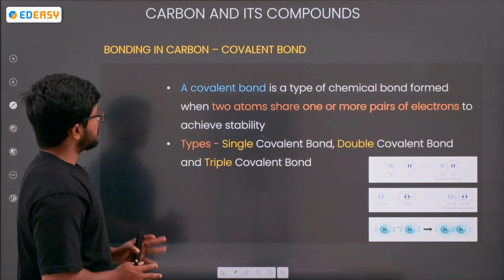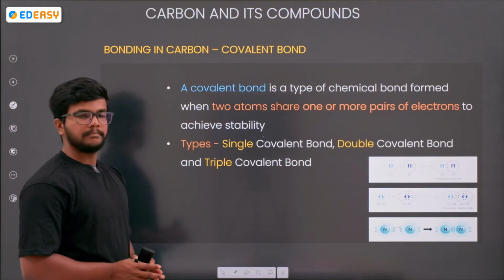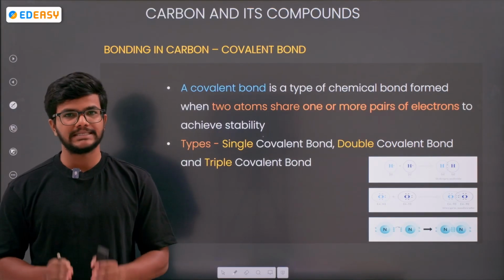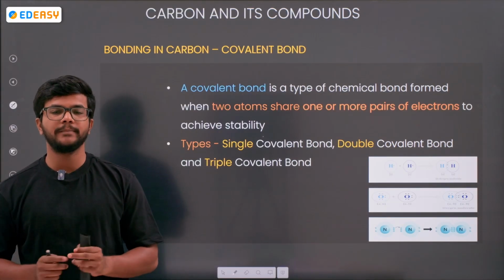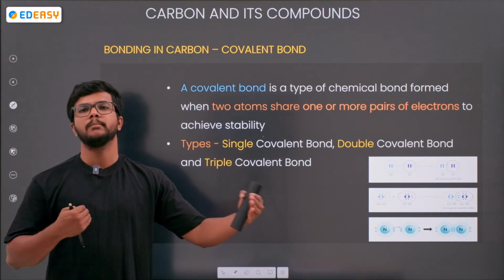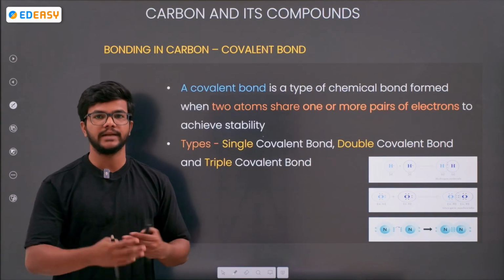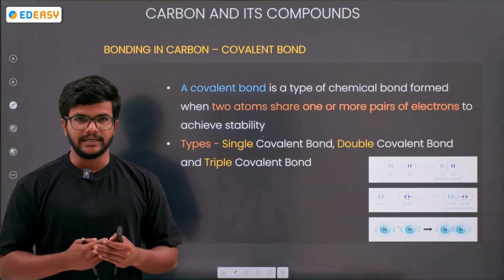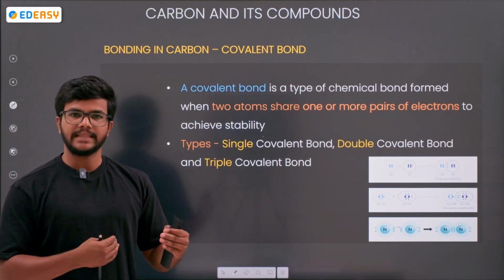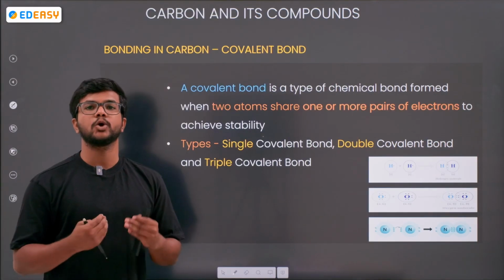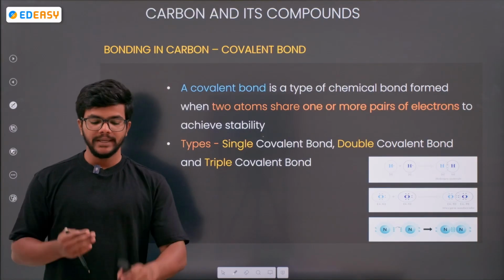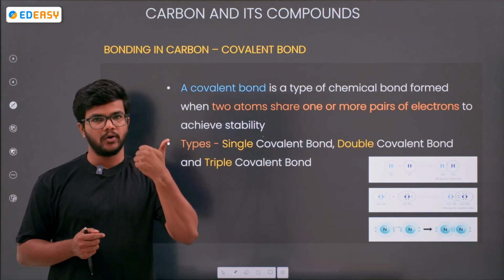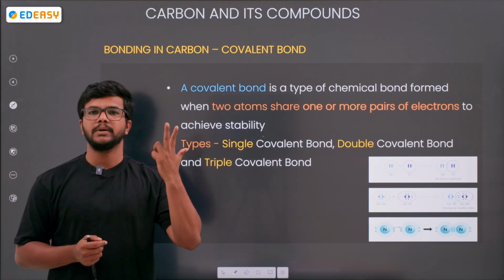First is carbon bonding, which is covalent bond. So what is covalent bond? Covalent bond is a type of chemical bond formed between two or more atoms by sharing of an electron to achieve stability. Okay, to achieve stability, the sharing of electrons between the atoms is nothing but the covalent bond. So how many types of covalent bonds are there?